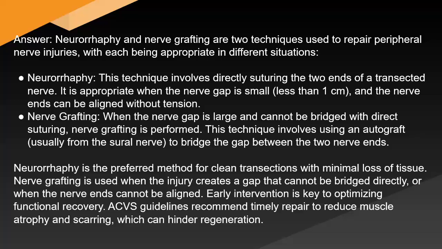Neurorrhaphy is the preferred method for clean transections with minimal loss of tissue. Nerve grafting is used when the injury creates a gap that cannot be bridged directly, or when the nerve ends cannot be aligned. Early intervention is key to optimizing functional recovery. ACVS guidelines recommend timely repair to reduce muscle atrophy and scarring, which can hinder regeneration.